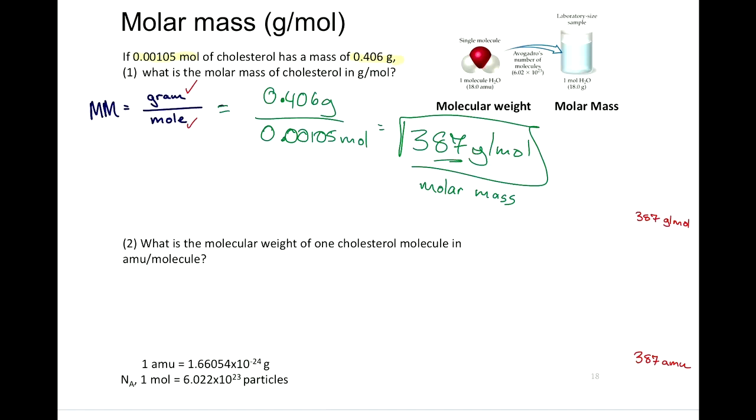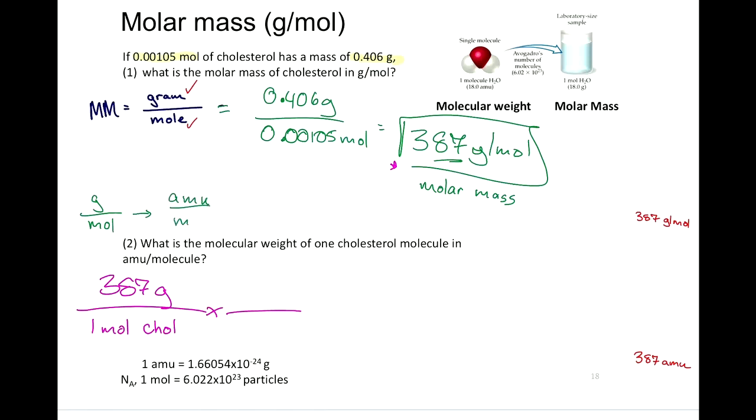So I'm going to show you the strength of dimensional analysis. I'm going to rewrite this number as a fraction. If I have 1 mole of cholesterol, it weighs 387 grams. So I actually want to change this unit, and this is a refresher of dimensional analysis from chapter 1. My strategy here is I want to convert the unit grams per mole into AMU per molecule.